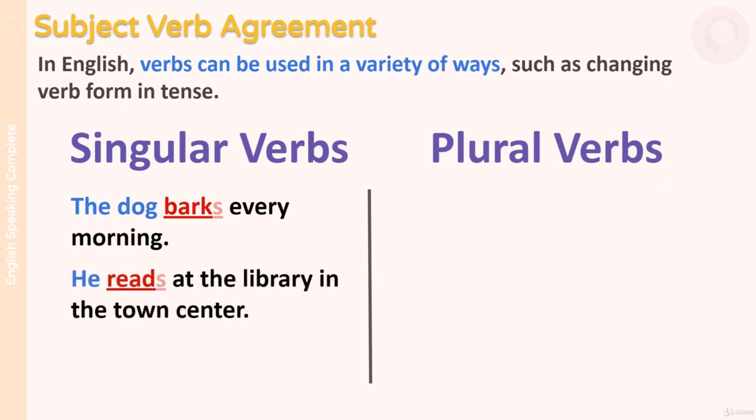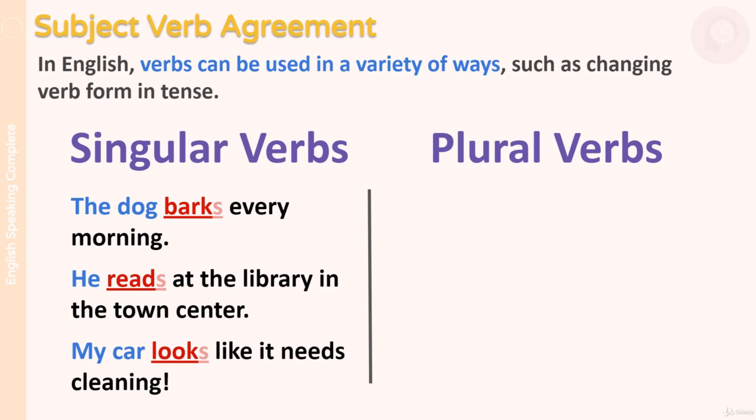"He reads at the library in the town centre." He, one person, reads. Read plus S, singular verb. "My car looks like it needs cleaning." So in blue we have car. Looks is our singular verb. So really it's quite different. Nouns in plural form have an S, cars. Verbs in singular form have an S, looks. So it's pretty much the complete opposite in terms of making and forming them.